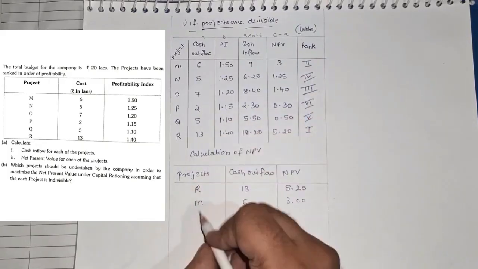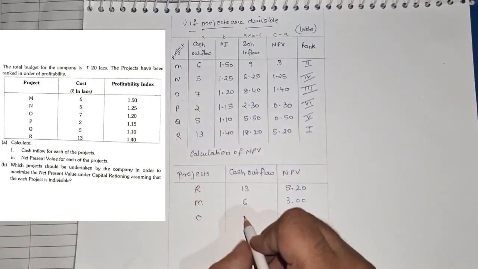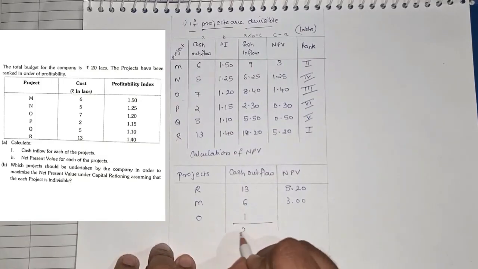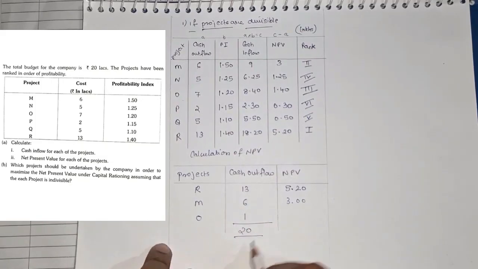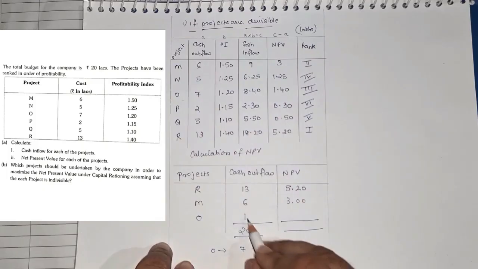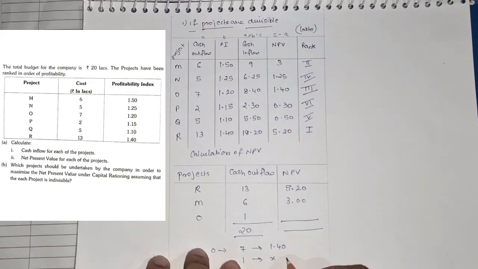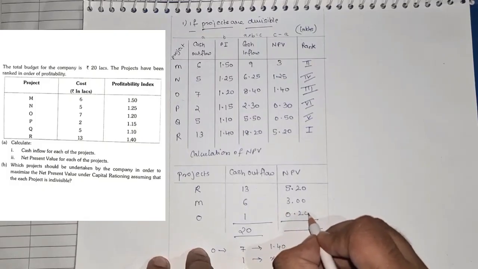The next rank is project O. The outflow is 7 lakhs, but I can only use 1 lakh because the total fund that the company has is only 20 lakhs. So again we'll have to find the NPV. For 7 lakhs, the NPV that we were earning was 1.40. So for 1 lakh, how much? We will cross multiply: 1 into 1.4 divided by 7 gives 0.2. So x is 0.20.